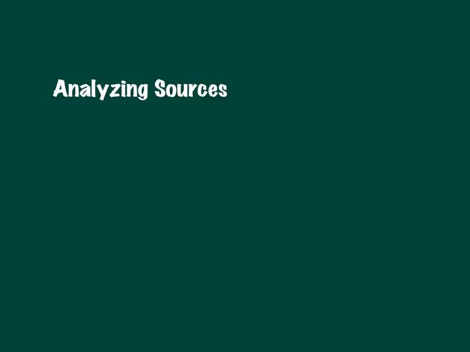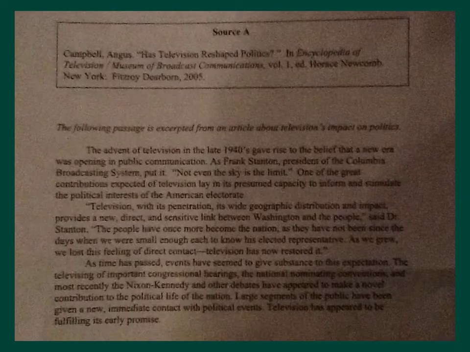So now we're going to take a look at the sources and how to analyze and annotate them. Open to the first page. We're going to take a look at source A. We're going to read this one. We're going to annotate it together. And then what you're going to finish for homework, you're going to read the rest of the sources and annotate those, finding out which sources support the claim that television has had a positive impact and which ones challenge the claim that television has had a positive impact.